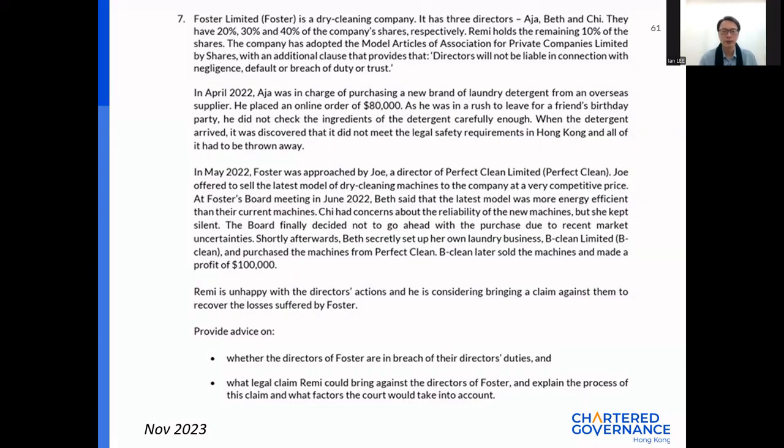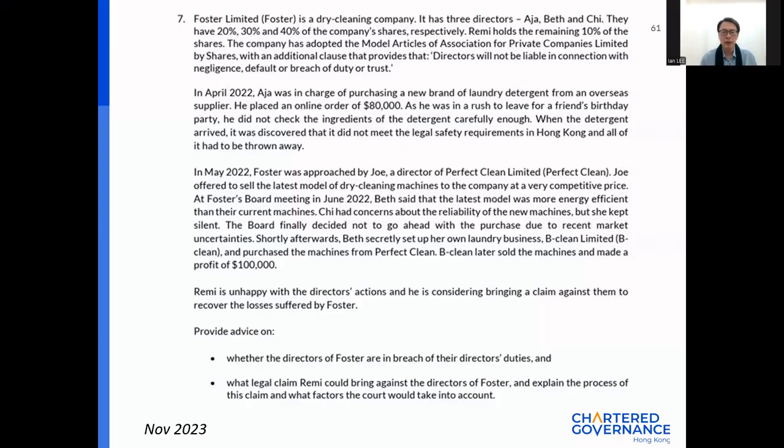So let's continue. In April, Arja was in charge of purchasing a new brand of laundry detergent from an overseas supplier, and placed an online order of 80,000 as he was in a rush to leave for a friend's birthday party. He did not check the ingredients carefully. When the detergent arrived, it was discovered it did not meet the legal safety requirements in Hong Kong, and all of it had to be thrown away. So you can see here is an example where a director entering a transaction for the company did not check carefully, and it turns out the goods delivered cannot be used safely in Hong Kong.